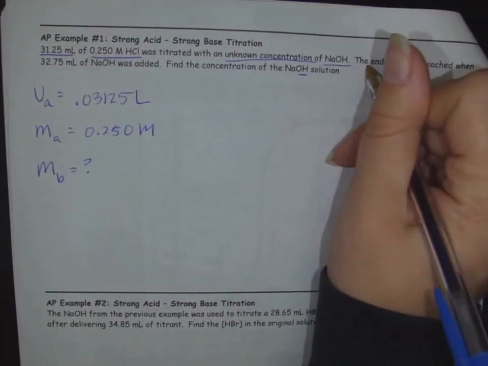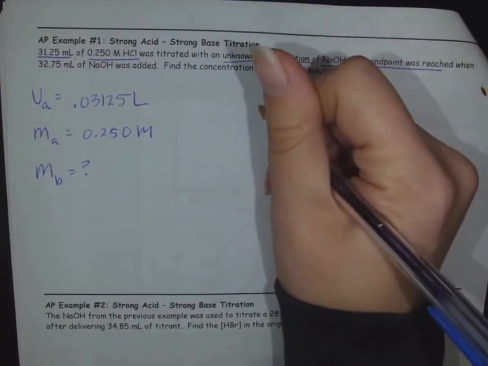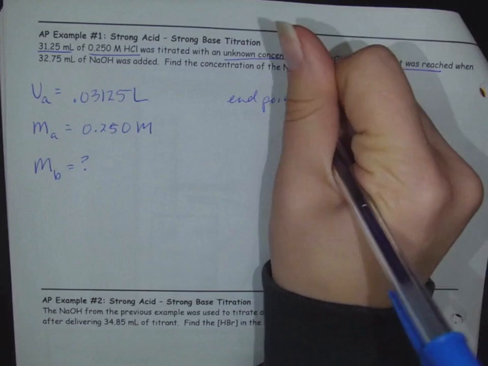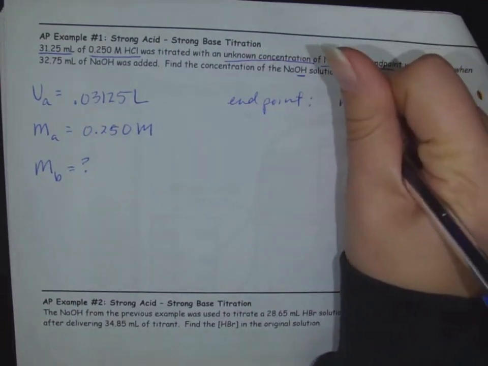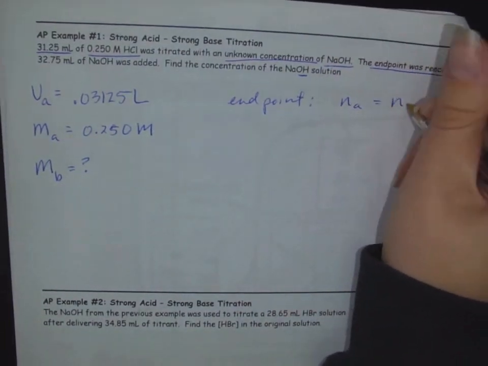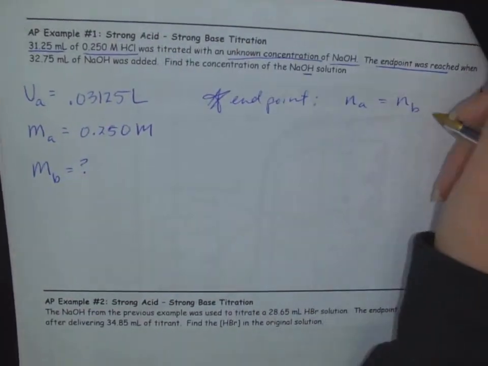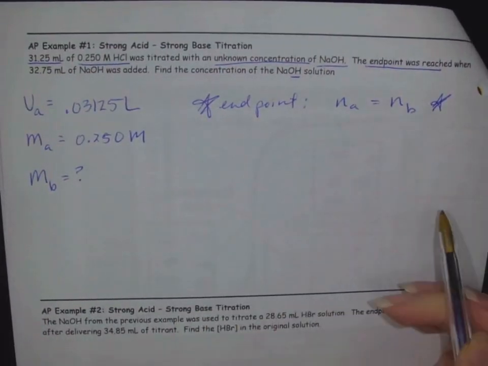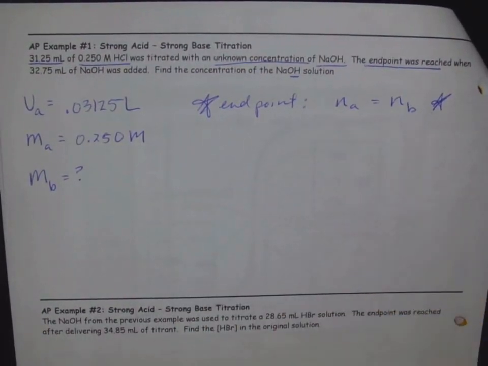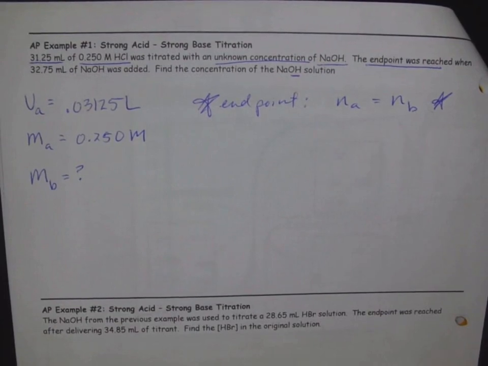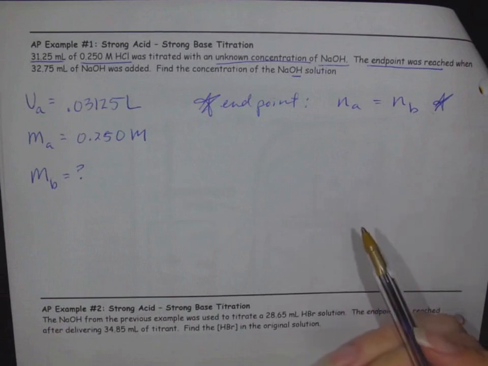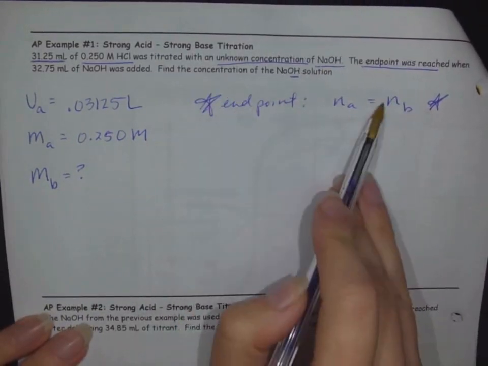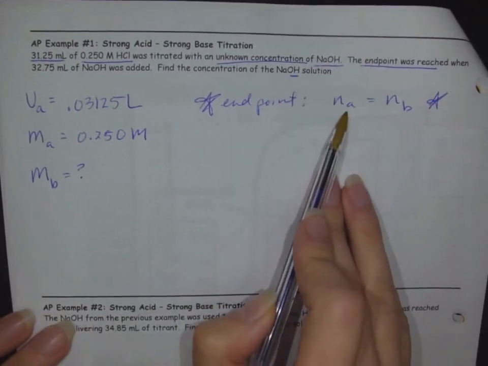The end point was reached. Now that's important because this end point justifies that the moles of the acid equal the moles of the base. And this is so important, people. I need you to write this down when you're doing a free response question. You can't just jump into MAVA equals MBVB. Like, you need to justify why you're making that choice, and this is your justification right here. That's what you need to do.